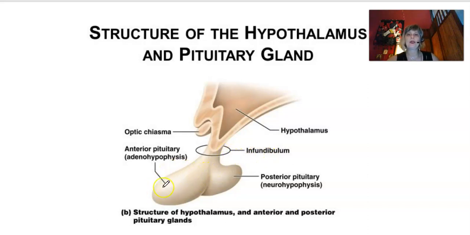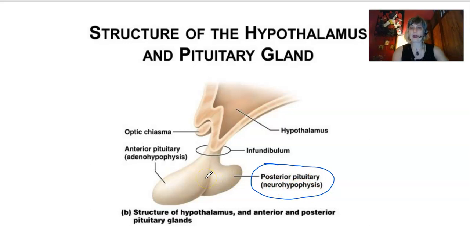Now, the anterior pituitary is a strict endocrine gland because it has no neural tissue like the posterior pituitary, which is connected to the neural tissue of the hypothalamus. Therefore, we call the posterior pituitary the neurohypophysis, and the anterior pituitary is called the adenohypophysis.